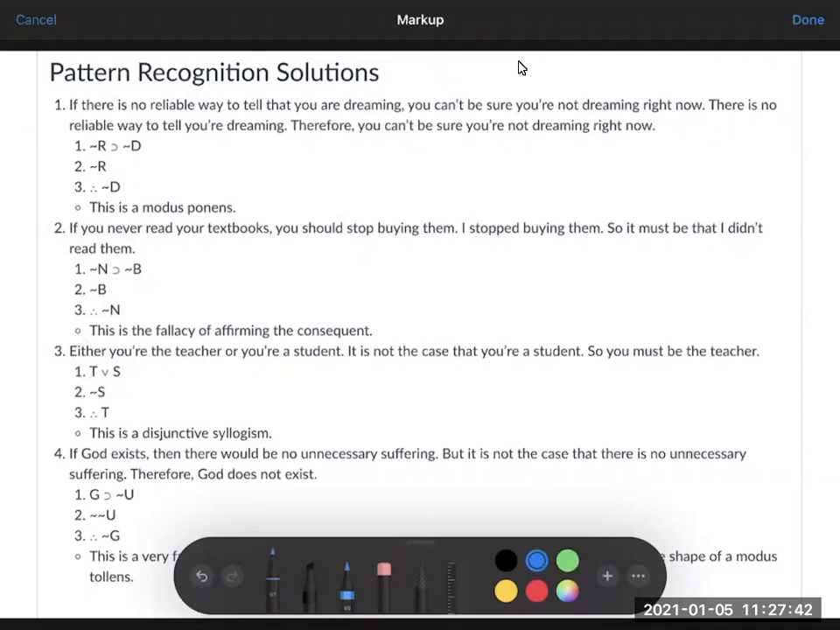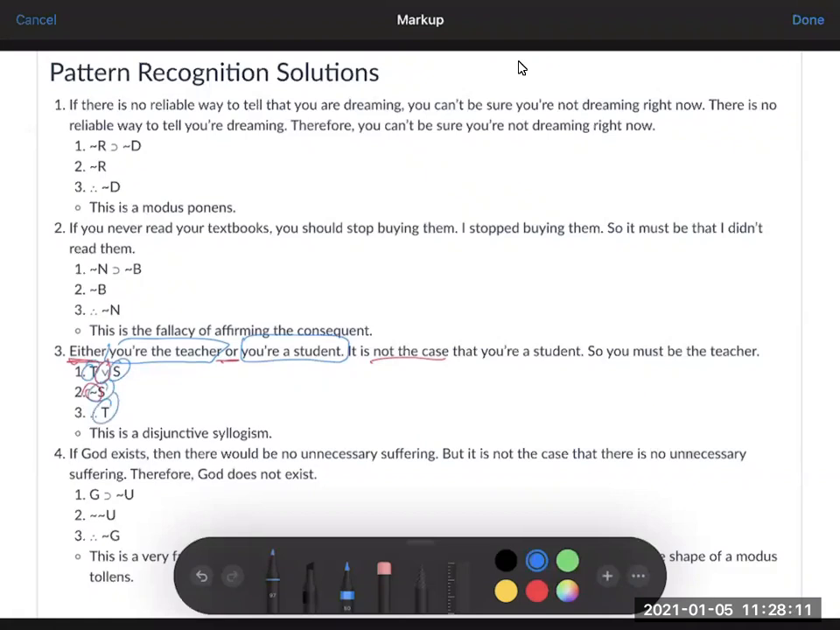Either, or. All right, that immediately tells me I'm working with disjunction. Not the case. I got a tilde. All right, so in that case, the propositions are pretty straightforward. You're a teacher or you're a student. So either you're a teacher or you're a student. You're not a student, therefore you're a teacher. That one is pretty straightforward.